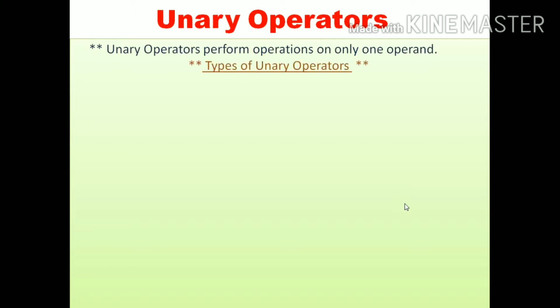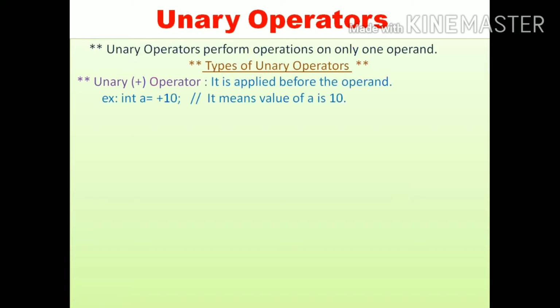Types of unary operators. Unary plus operator. It is applied before the operand: int a = +10. We know if a value is positive, it doesn't need a plus sign. It means a = 10. So here, what is the operand? Here 10 is the operand, meaning a value or a variable is used as the operand. So an operand is a value or a variable.